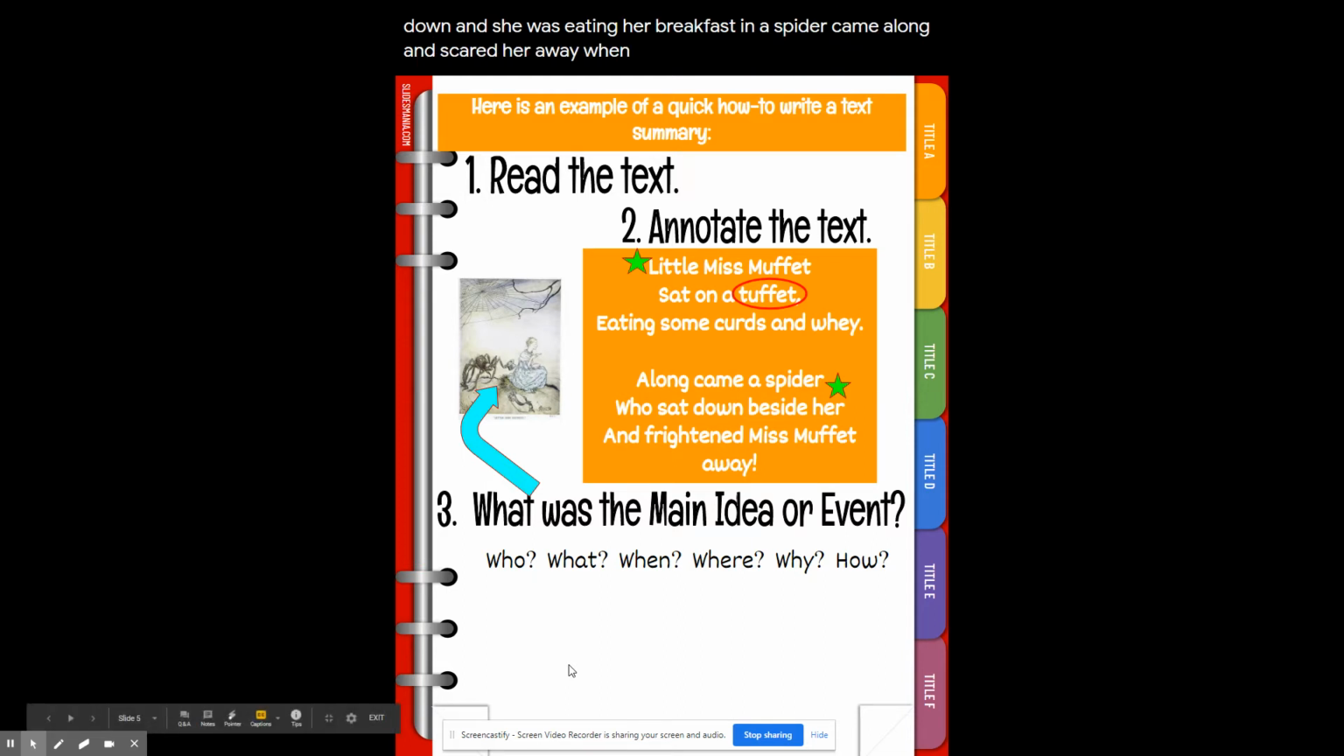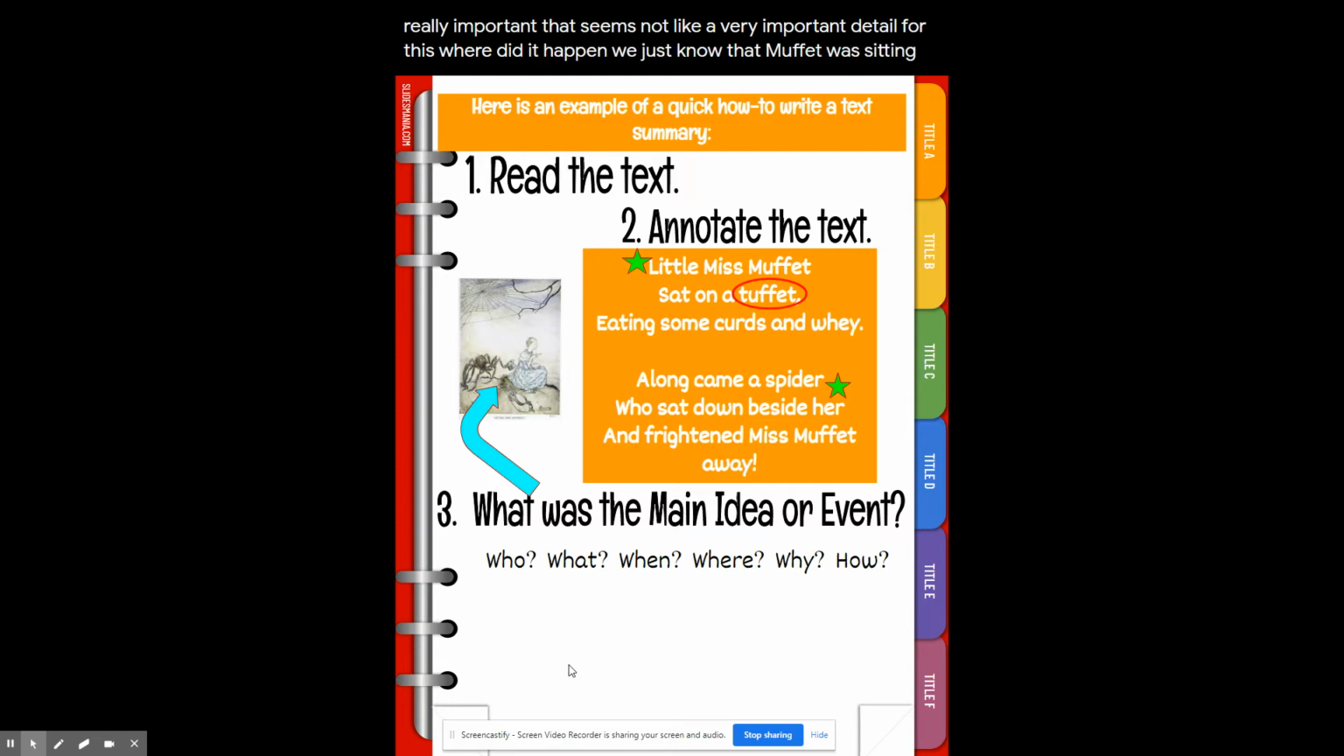When? We're not really sure when it happened. We're not sure when someone would eat curds and whey. Do they eat it for breakfast or do they eat it for dinner? Is that really important? That seems not like a very important detail for this. Where did it happen? We just know that Muffet was sitting on a tuffet. We've still got to look that word up to find the definition.